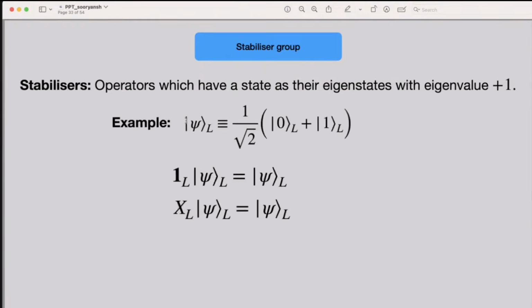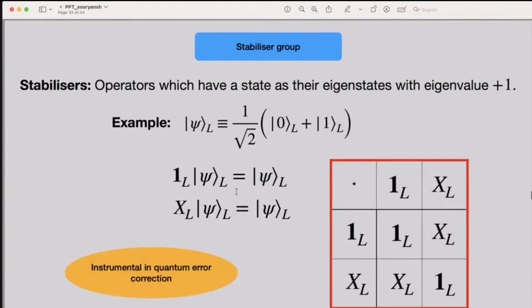So as an example, consider this state psi L, |0> + |1>. This is an eigenstate of two operators, identity and this Pauli X operator, with eigenvalue +1. And of importance to us is that these stabilizers form a group. So this is the group multiplication table, and these stabilizers and their group are instrumental in quantum error correction, which was given by Peter Shor and furthered by Daniel Gottesman.